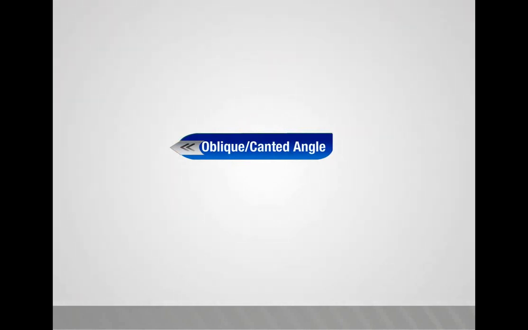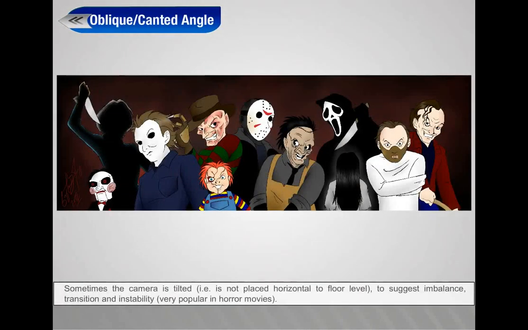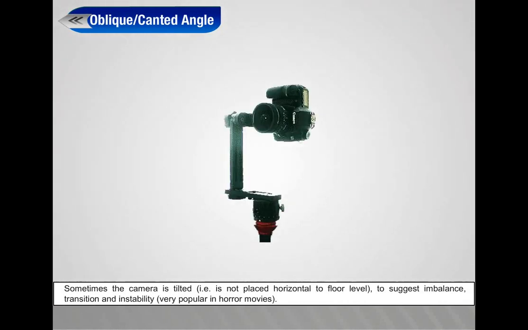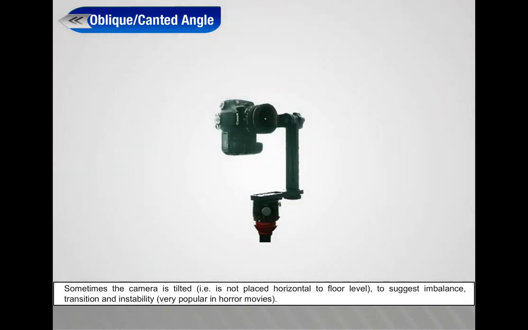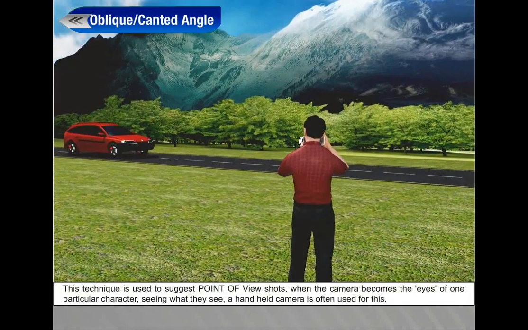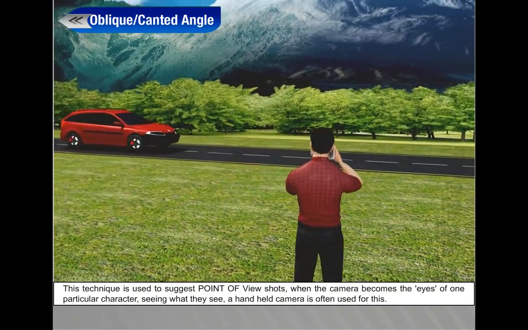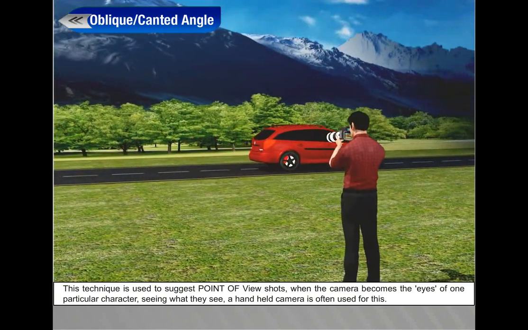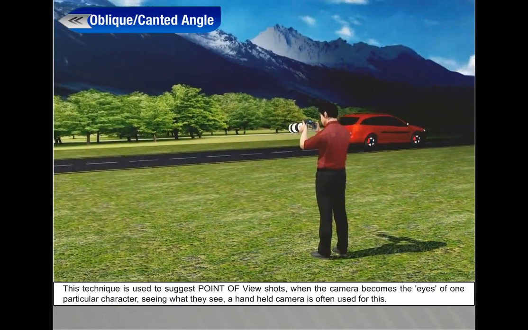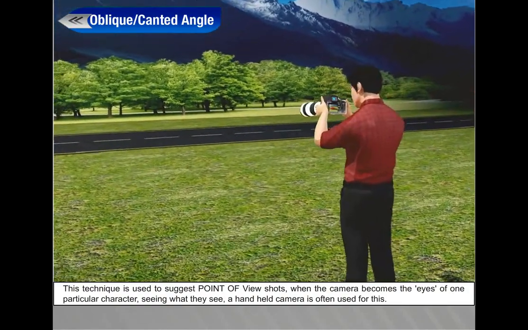Oblique or canted angle. Sometimes the camera is tilted, that is not placed horizontal to floor level, to suggest imbalance, transition and instability, very popular in horror movies. This technique is used to suggest point-of-view shots, when the camera becomes the eyes of one particular character, seeing what they see. A handheld camera is often used for this.